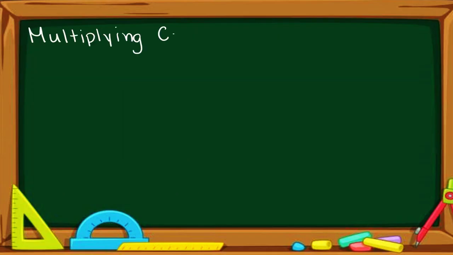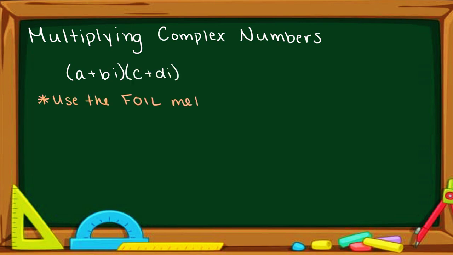Now, let's look at multiplying complex numbers. To multiply complex numbers, we use the FOIL method. FOIL method is simply first, outside, inside, last. The word FOIL corresponds to which terms we are multiplying.